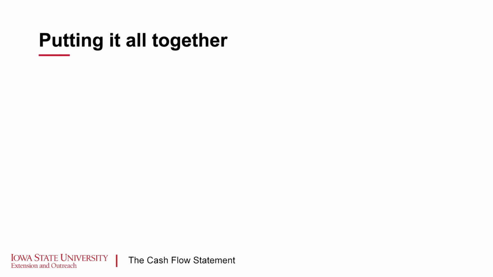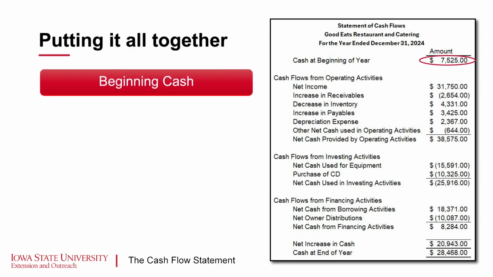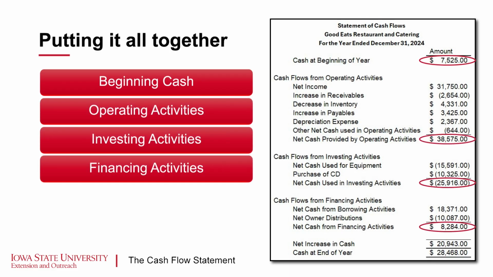Now that we've discussed the three sections of the cash flow statement individually, operating, investing, and financing activities, let's put it all together with an example. This is the statement of cash flows for Good Eats Restaurant and Catering for the year ended December 31st, 2024. First, you list the cash at the beginning of the period, in this case the beginning of the 2024 calendar year. Then you list the cash flows from operating, investing, and financing activities in order with subtotals.